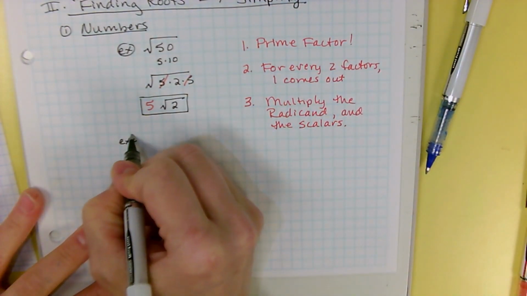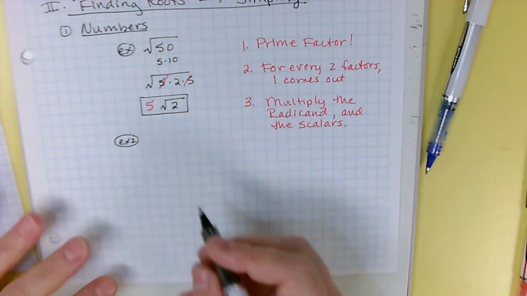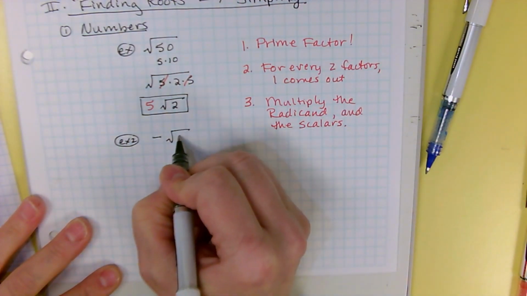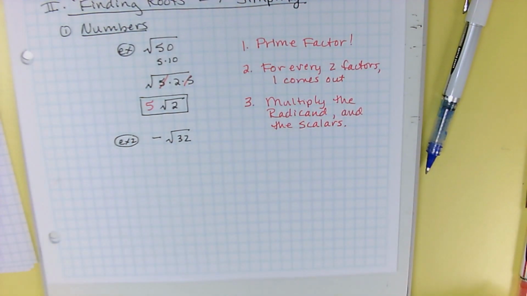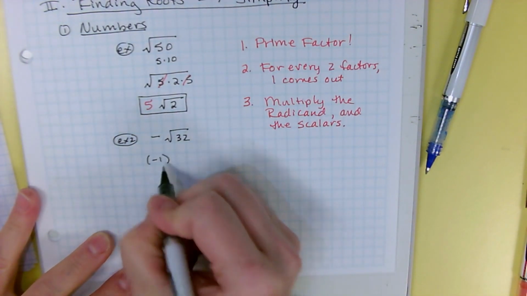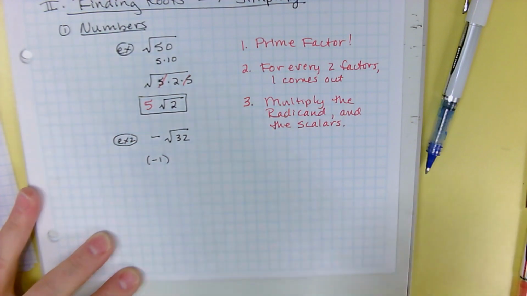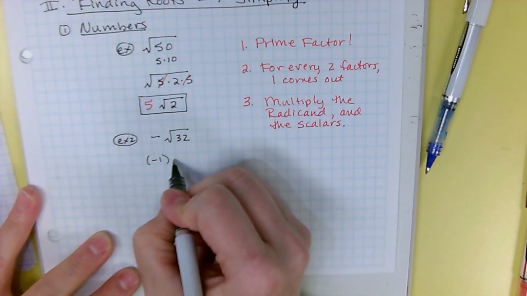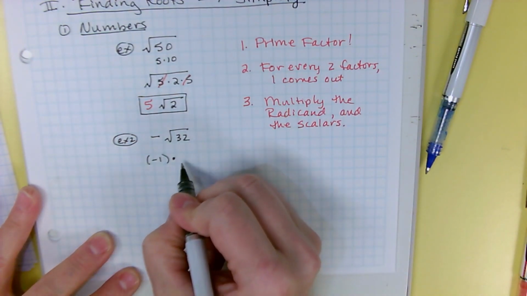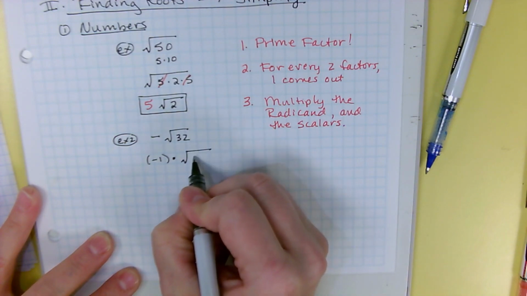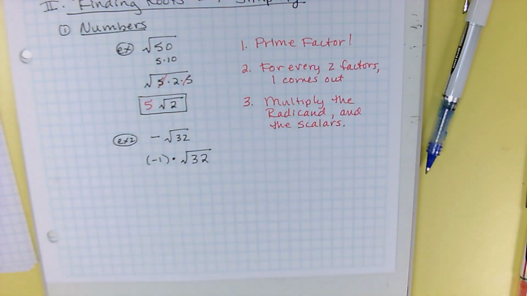All right, we're going to do another numerical example. We're going to do a negative radical 32. Now, just like a negative in front of parentheses, a negative is just a -1. And if it's sitting outside of a radical symbol, it's being multiplied. We don't write the dot just like we don't write a dot always between numbers and parentheses. We just know a number against a parenthesis is multiplied.